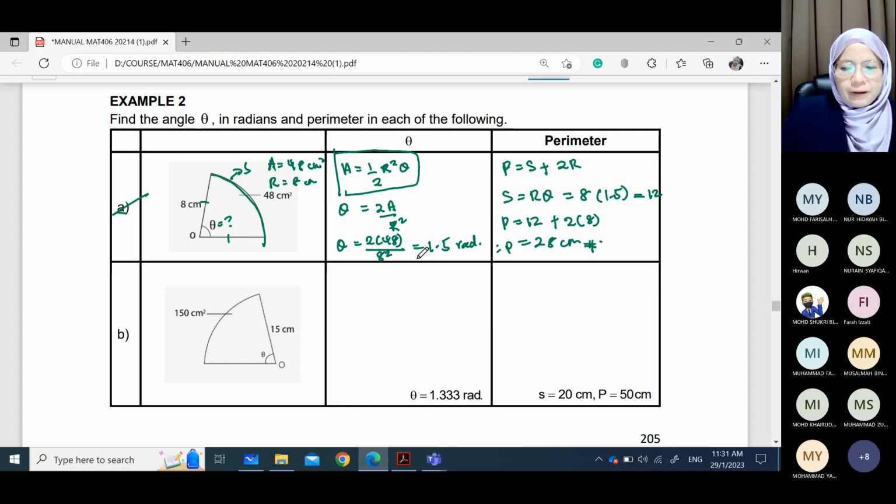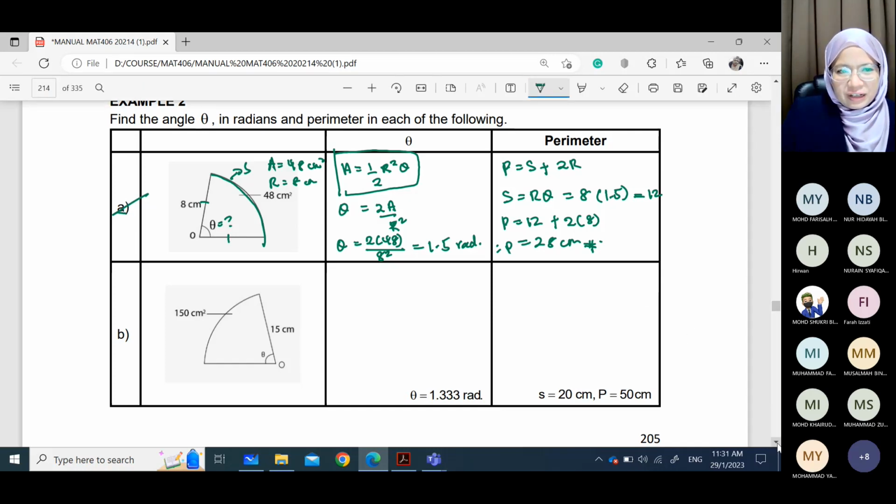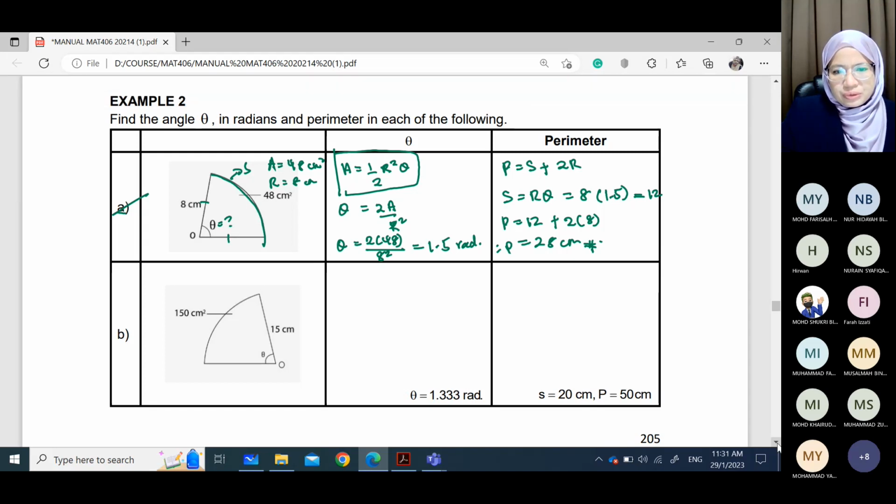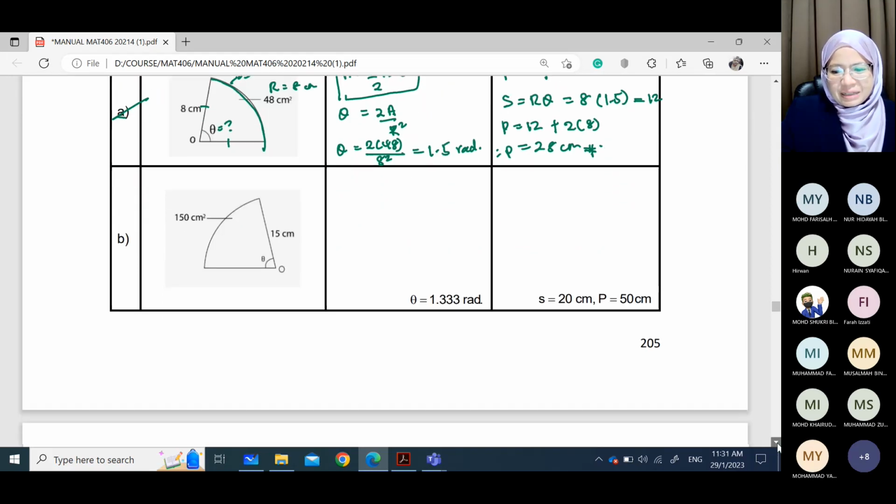Okay, so yang B ni boleh buat. Ada soalan tak untuk yang ni, example 2? Tak ada. Senyap tu tak ada lah tu.